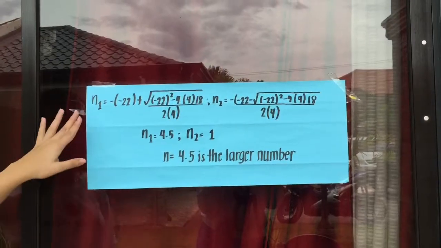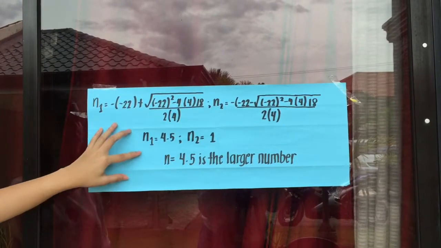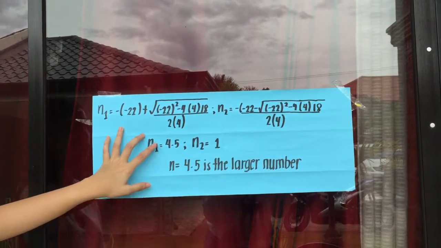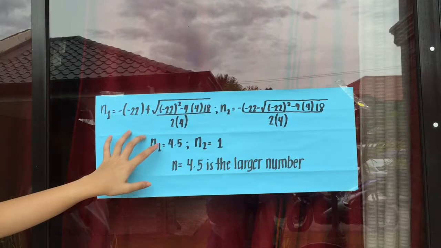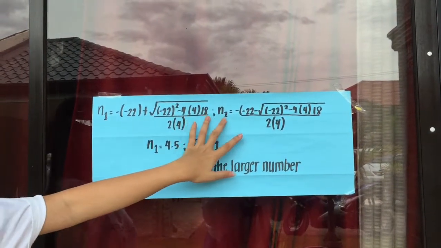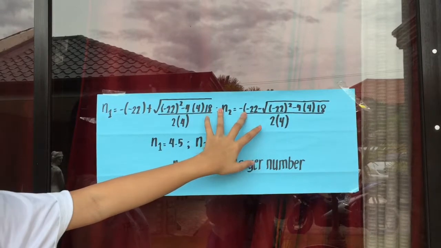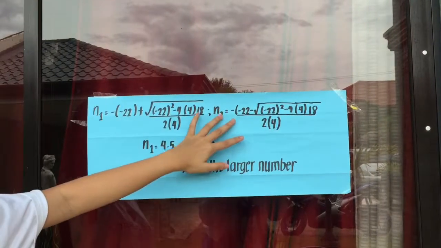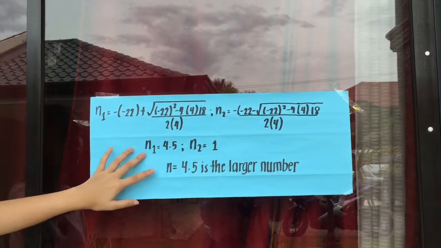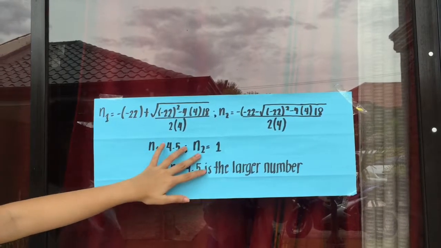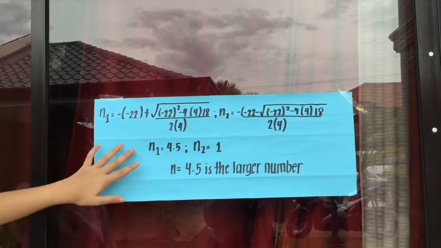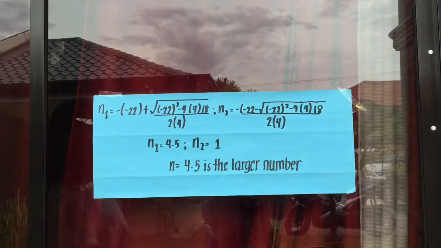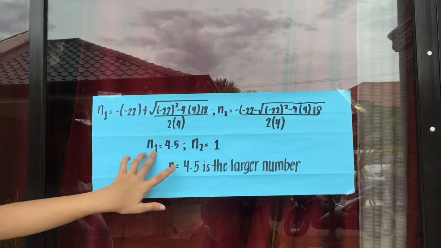Since we solved it already, n1 is equal to negative 22 plus the square root of negative 22 squared minus 4 times 4 times 18, divided by 2 times 4, and n2 is equal to negative 22 minus the square root of negative 22 squared minus 4 times 4 times 18, divided by 2 times 4. So n1 is 4.5 and n2 is equal to 1. So as you can see, n1 is 4.5, and n equal to 4.5 is the larger number because n1 is larger than n2.